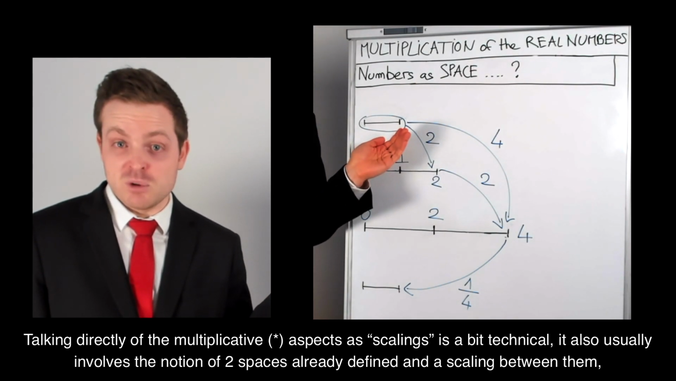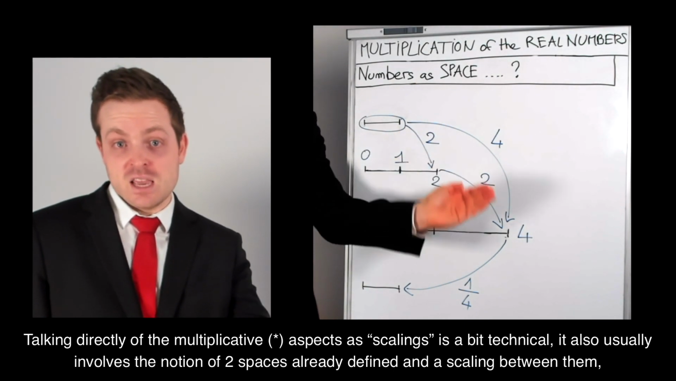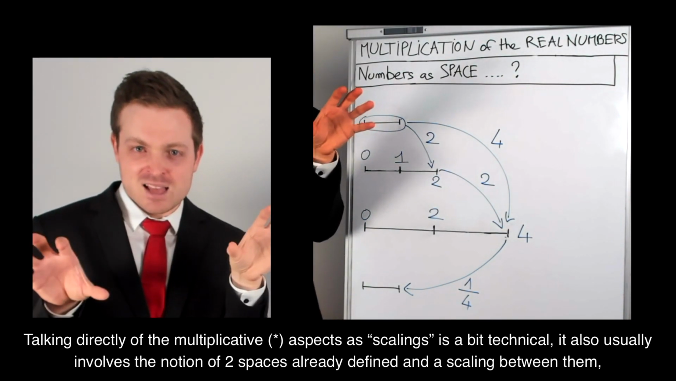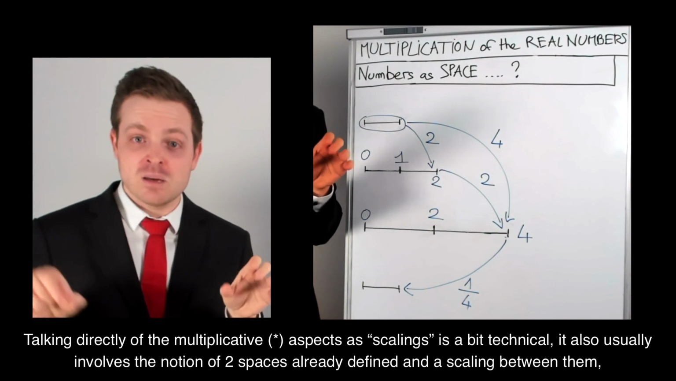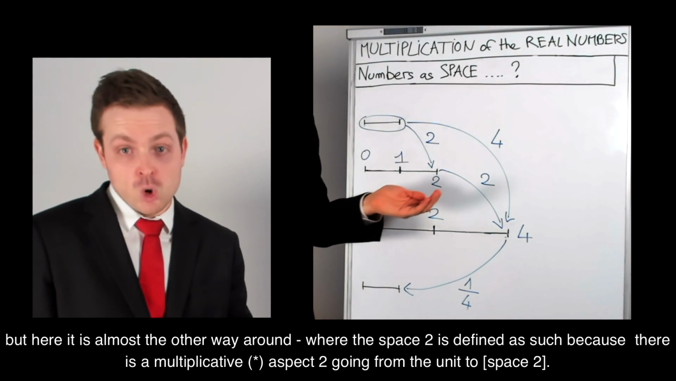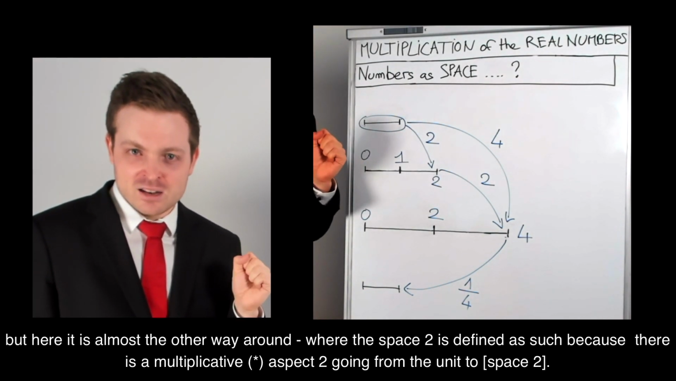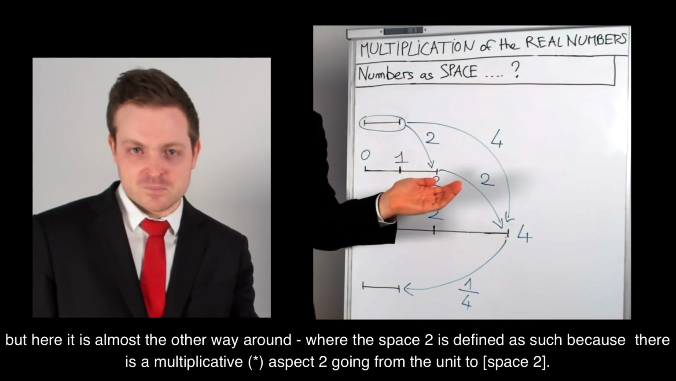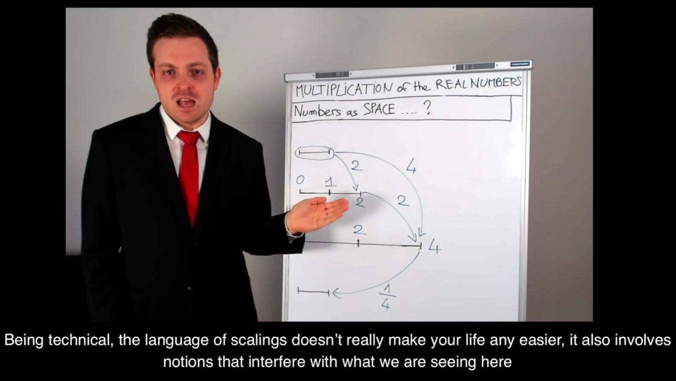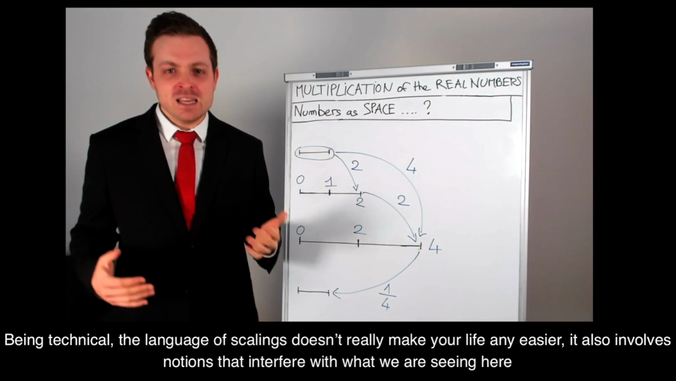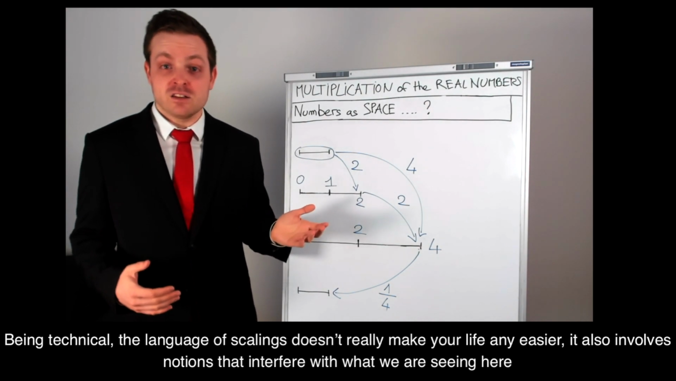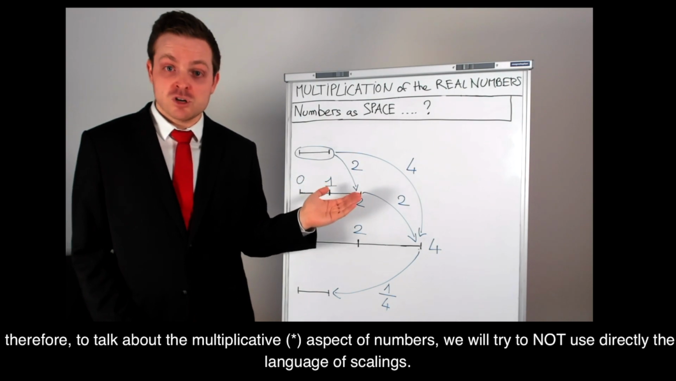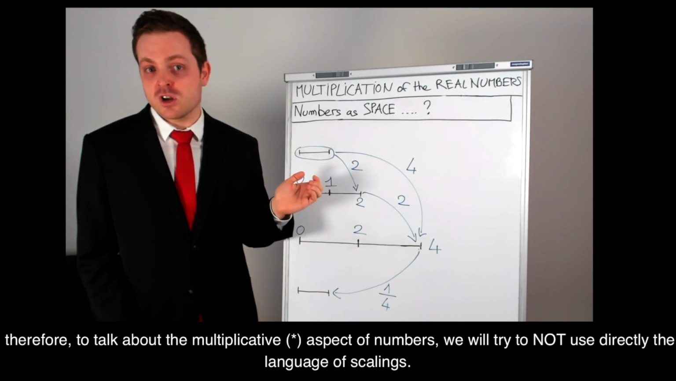Talking directly of the multiplicative aspects as scalings is a bit technical. It also usually involves the notion of 2 spaces that are already defined and a scaling between them. But here it's almost the other way around, where this space 2 is defined as such because there's a multiplicative aspect 2 going from the unit to it. Being technical, the language of scalings doesn't really make your life any easier. It also involves notions that interfere with what we're seeing here. Therefore, to talk about the multiplicative aspect of numbers, we'll try to not use directly the language of scalings.